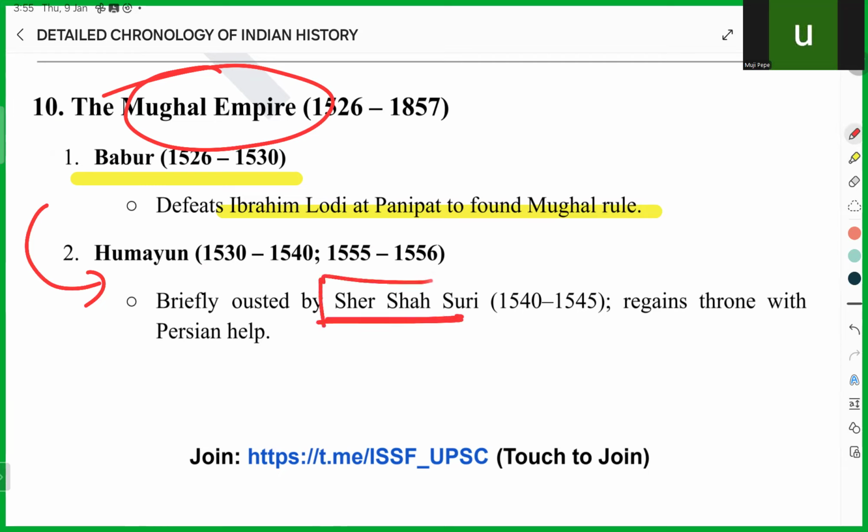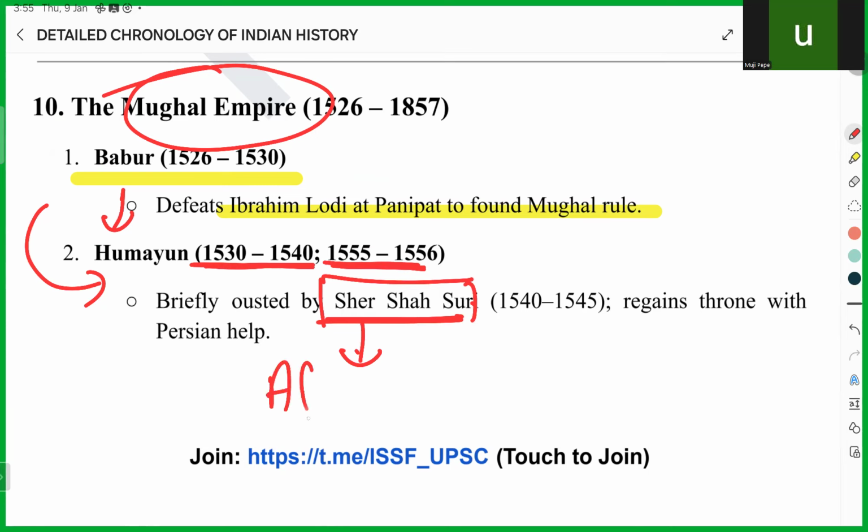So यहां पर ध्यान से सुनिएगा. हुमायूं जो था, he was the son of Babar, and Humayun, his reign was broken into two parts. Why? Because शेर शाह सूरी कौन था? देखिए, अब ध्यान से सुनिएगा.